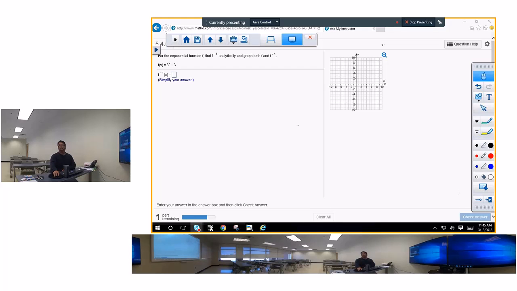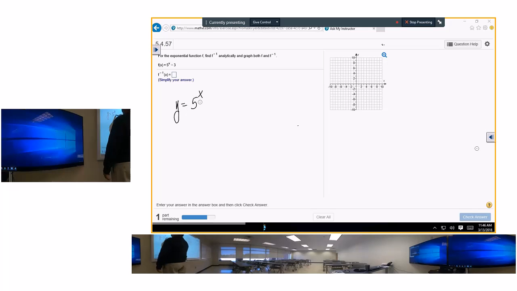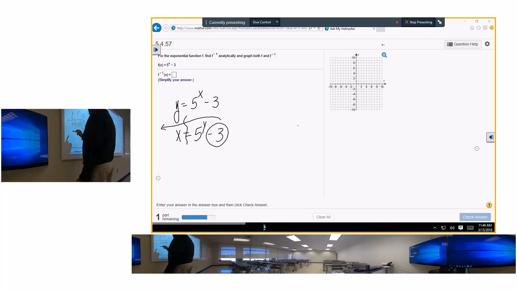Okay, this is the question I was going over. For the exponential f, find the inverse function. Okay, these are pretty simple. First of all, I'm going to rewrite it as y is equal to 5 to the x minus 3. Now, switch the x and the y, so x is equal to 5 to the y minus 3. Now solve for y. So I've got to get rid of the 3. Take that across, and it becomes a positive 3.